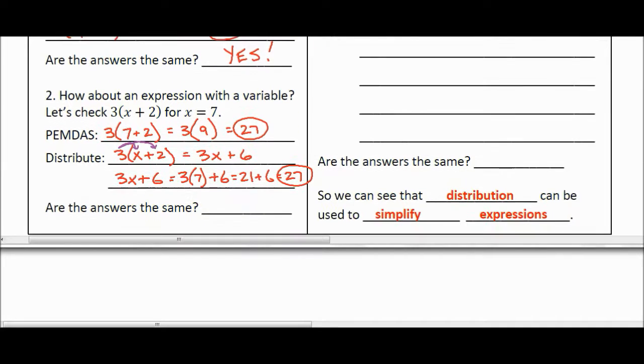All right, let's answer this question. Are the answers the same? Yes, they are. And again, I don't care how complicated you get, it will always be the same answer.